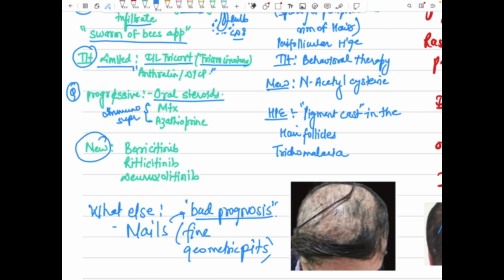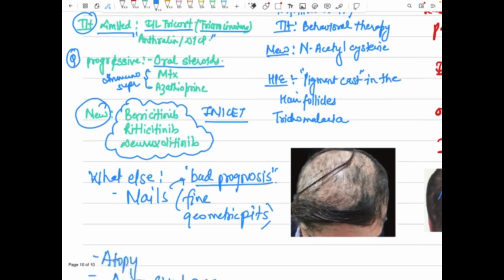These are the new drugs. If you want to target JAK, these can be asked: baricitinib, ritlecitinib, and deuruxolitinib. These are FDA approved newer treatments for alopecia areata.